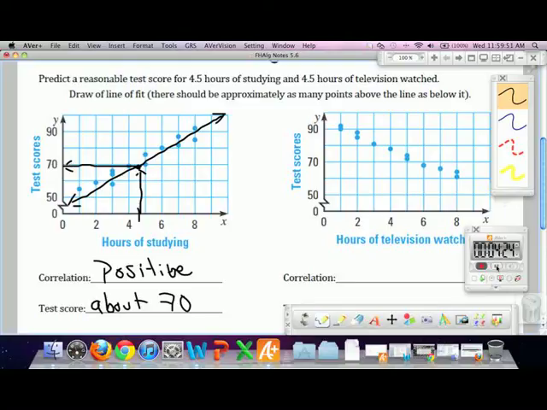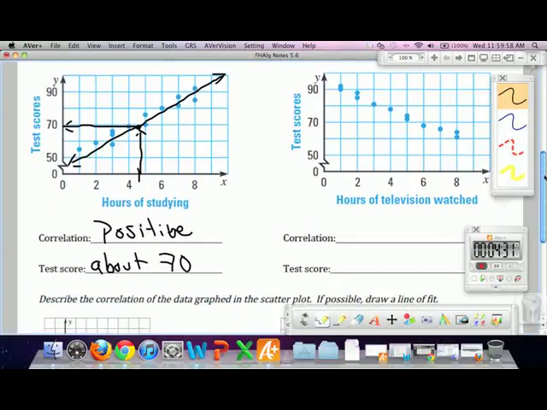Let's try to do the same thing here. How about this graph that's graphing the test scores versus the number of hours of TV you watched while trying to study, when you maybe should have been studying? We have some data plotted here, and let's draw a line of fit. This looks like maybe a good line of fit, maybe something like this. What kind of correlation do we seem to have?